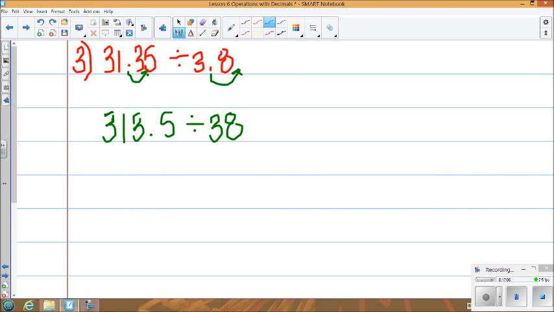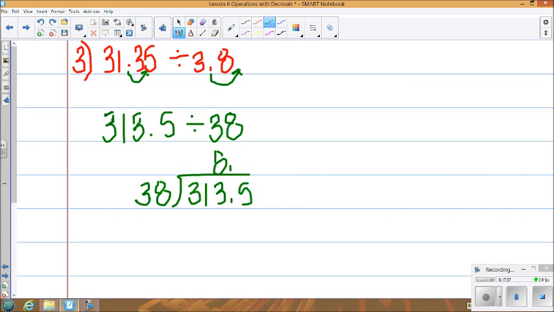And then it's just like the problem we had in the previous page where we did a decimal divided by a whole number. So the 38 is going to be what we're dividing by, and the 313 is the dividend. You're going to bring that decimal up, and then you're just going to go ahead and divide it. So 38 going into 313 is going to happen 8 times.